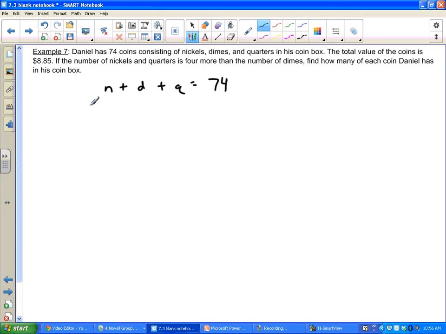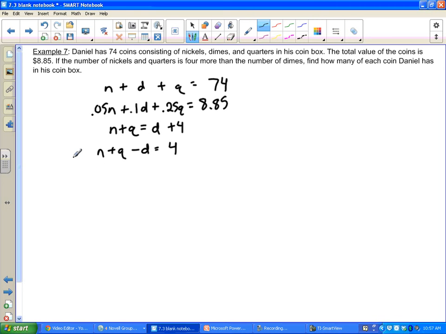Then we have an equation for the value of each. So a nickel is worth 5 cents, a dime is worth 10 cents, a quarter is worth 25 cents, and together they add up and give us 885. The last sentence tells us our last equation we need. The number of nickels plus the number of quarters is 4 more than the number of dimes, which we can rearrange into n plus q minus d equals 4. Let's set up our matrix so that we can do it on the calculator. Oh, I put these in the wrong order. That should be D and that should be Q.